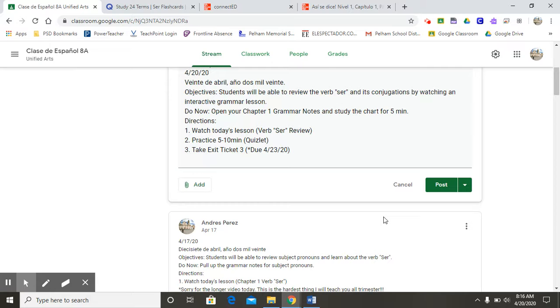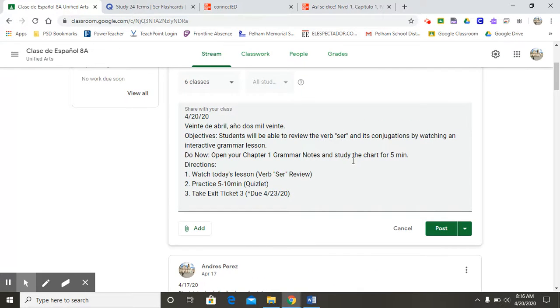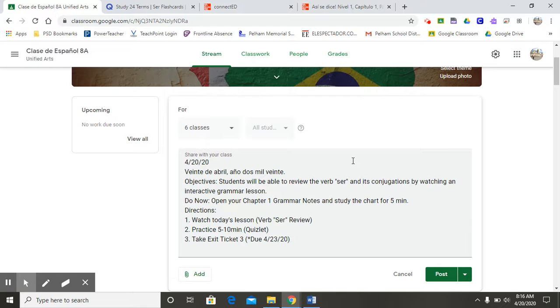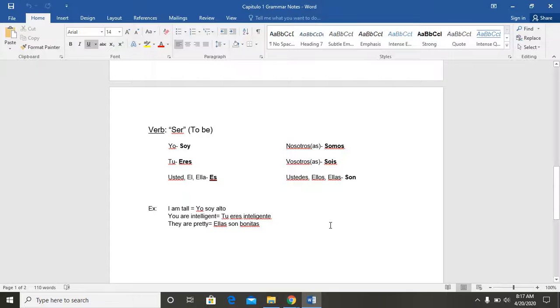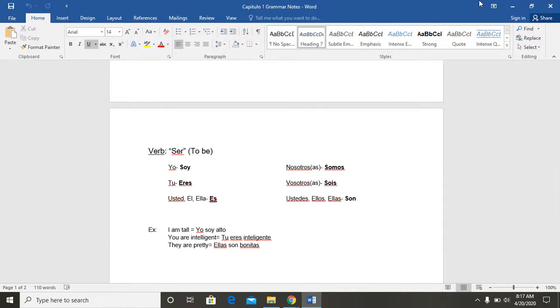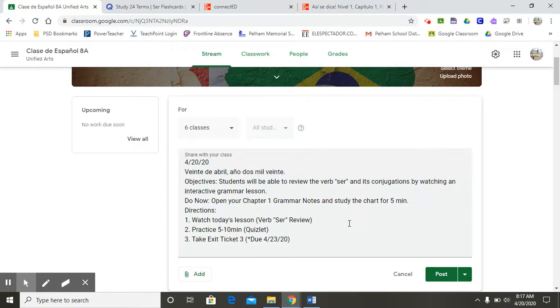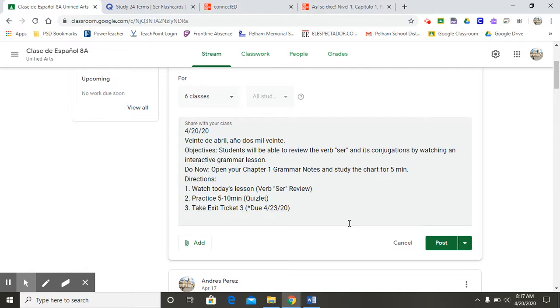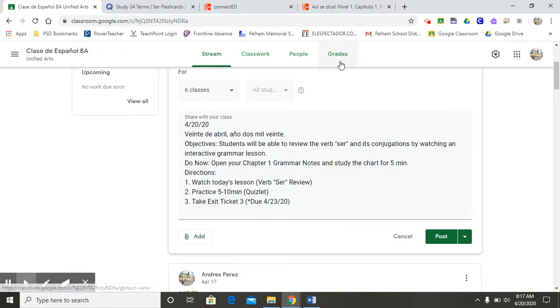Now, exit ticket 3 should look just like the other two. Don't use Google Translate because it's not going to help you. What will help you is your grammar notes. This is what I want you to look at. That's why I have you pull it up, and why I want you to study it for a little bit today. And the Quizlet should help you. So there's really no reason to use Google Translate. If I ever assign something that I feel like Google Translate will help you, again, I don't mind the program, so I will let you know so you can use it. I'm not against it.